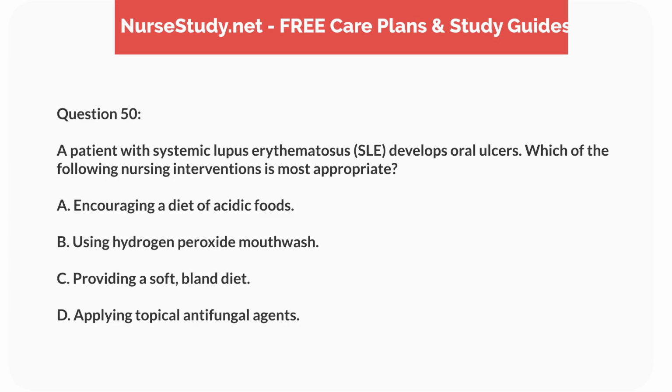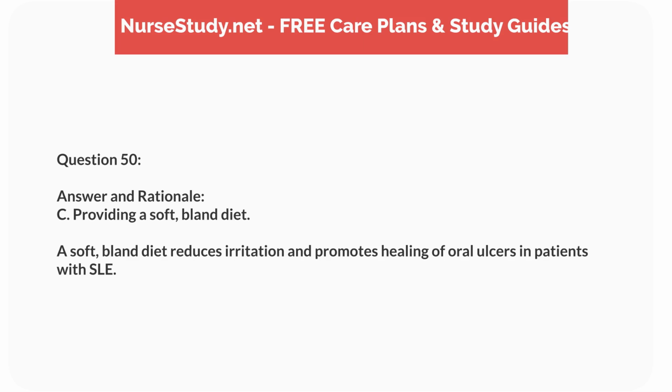Question 50. A patient with systemic lupus erythematosus, SLE, develops oral ulcers. Which of the following nursing interventions is most appropriate? A. Encouraging a diet of acidic foods. B. Using hydrogen peroxide mouthwash. C. Providing a soft, bland diet. D. Applying topical antifungal agents. Answer and rationale. C. Providing a soft, bland diet. A soft, bland diet reduces irritation and promotes healing of oral ulcers in patients with SLE.